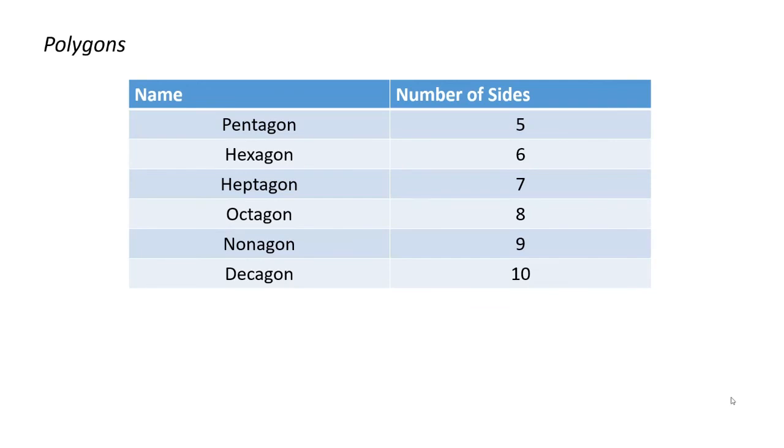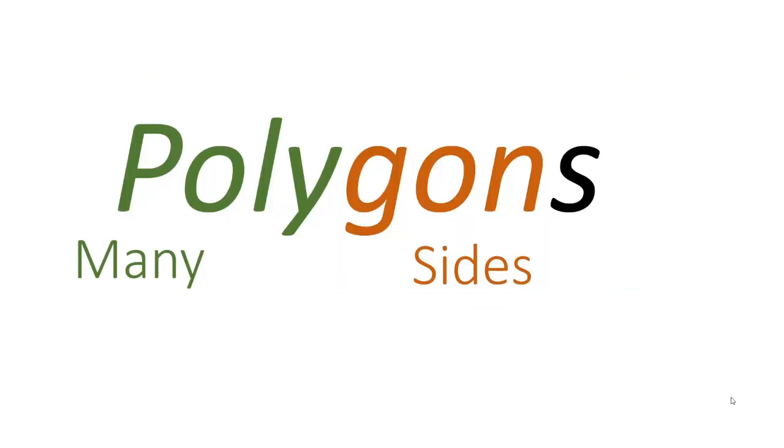The collective name for all these shapes, so that's triangles, quadrilaterals, and then pentagons upwards, is polygons. And in fact, polygons, poly means many and gon means sides. So polygon literally means many sides, which is just a really fancy way of saying shapes. Things that have sides, shapes.